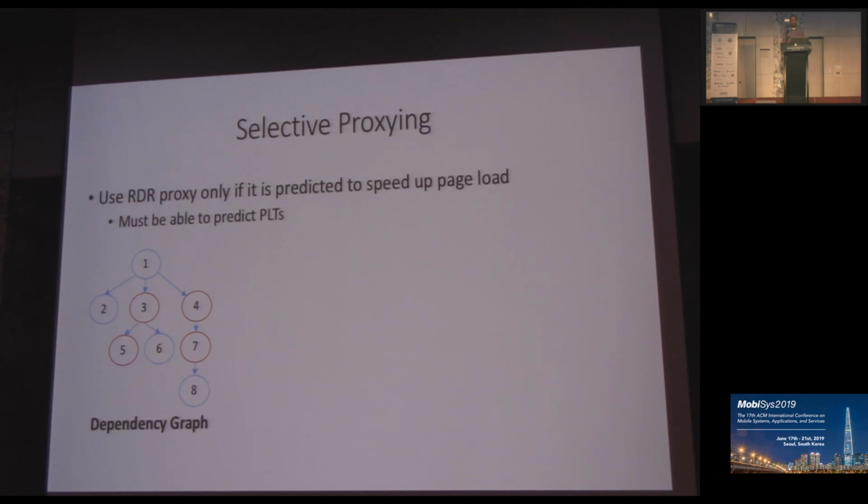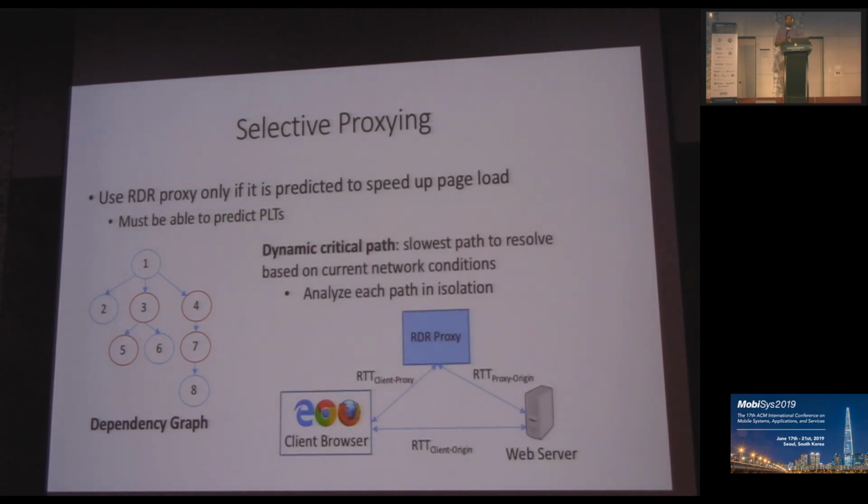And so instead, our selective proxying technique aims to compute what's called the dynamic critical path of the load, which is the path in the dependency graph that lower bounds page load time based on current network conditions. At a high level, the way that this works is that we estimate the resolution time for each path in the graph in isolation, and then we estimate the page load time to simply be the time of the path that's predicted to be the slowest.